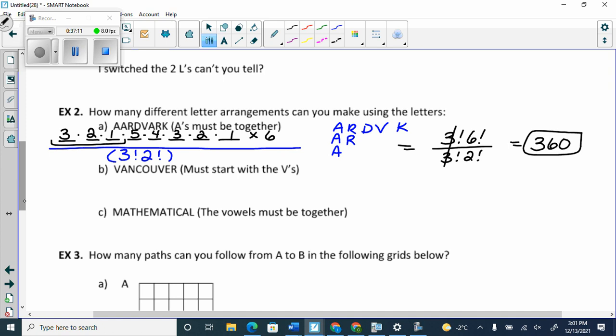Vancouver must start with the V's. So am I going to have any movement? No. So I'm going to do Vancouver in green. V-A-N-C-O-U-V-E-R. 2 factorials going on the bottom. Wow, I did not line the V's up. That was stupid. Vancouver has 3, 6, 9 letters.